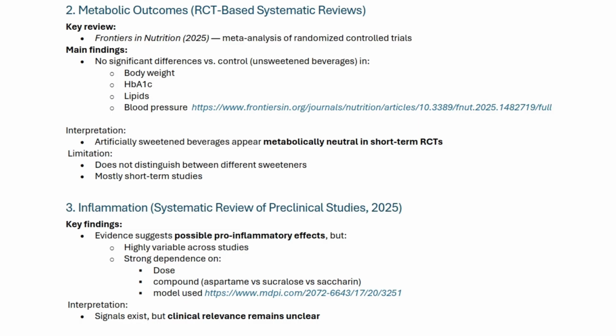The systematic review of preclinical studies on inflammation indicates that while there are potential pro-inflammatory effects associated with artificial sweeteners, the evidence is highly variable and strongly dependent on factors such as the specific compound, aspartame, sucralose, or saccharin, the dosage, and the model used in the studies. Although signals of inflammation exist, their clinical relevance remains uncertain.